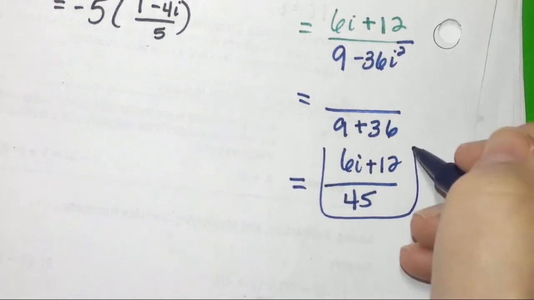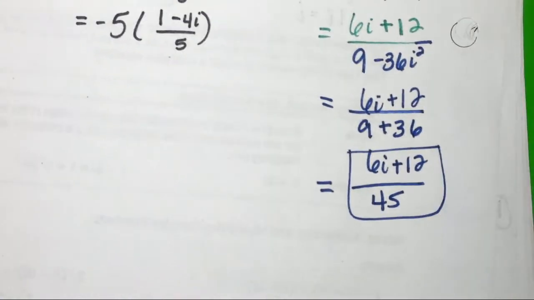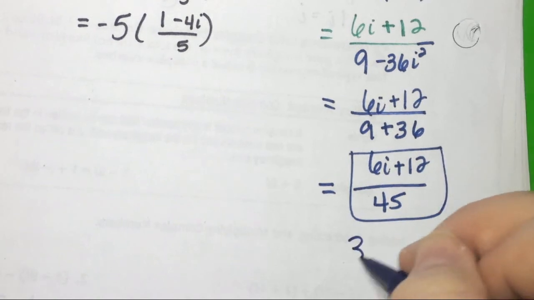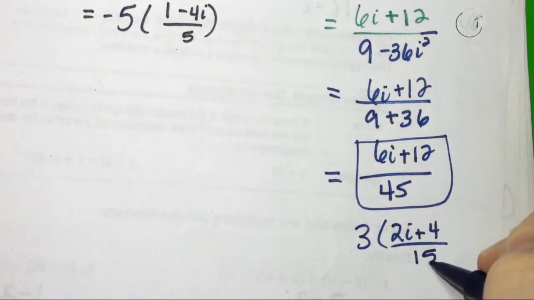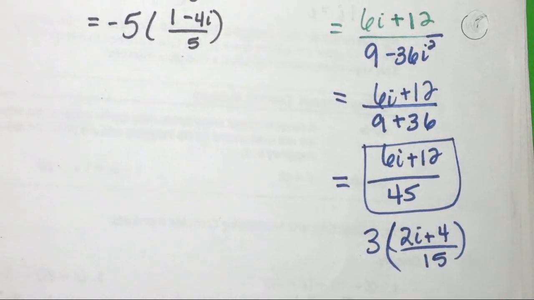Now we worked really hard for that, so I'm going to stop there. But for those of us who like to continue on, I know all of those parts are divisible by 3. So if you wanted to factor out a 3 and have 2i plus 4 divided by 15, I would totally understand, but you don't have to be an overachiever like that.